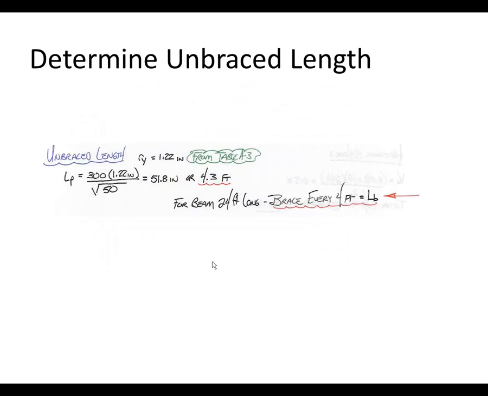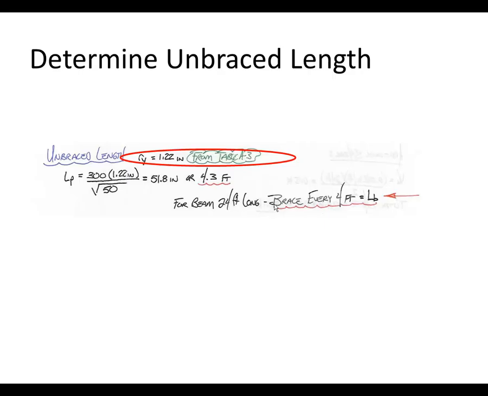Final thing we need to check on this problem, and then the problem is done. We need to check our unbraced length. The unbraced length is found using this equation right here. This simply means the unbraced length for a plastic hinge failure. 300 times the radius of gyration, this is r sub y right here, and we divide that by the square root of the yield strength. So square root of 50, meaning 50 KSI.